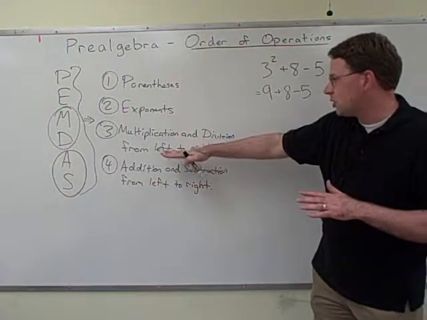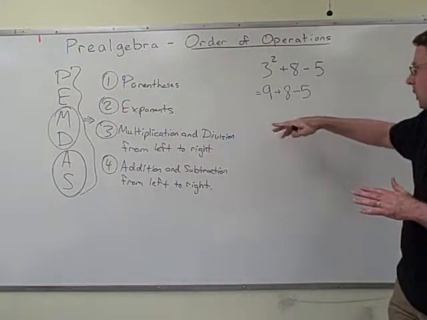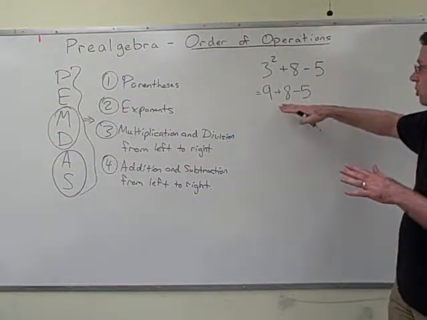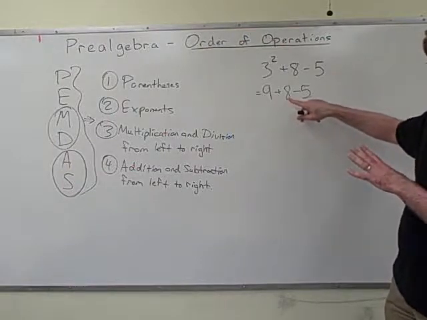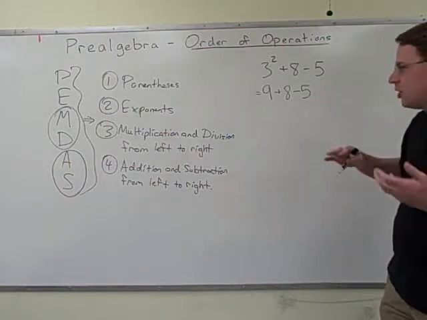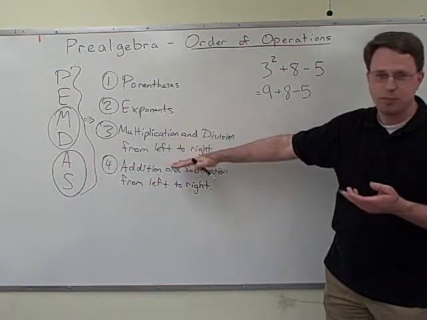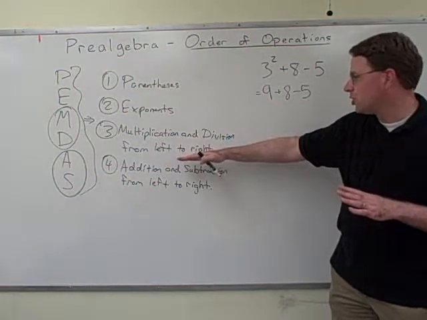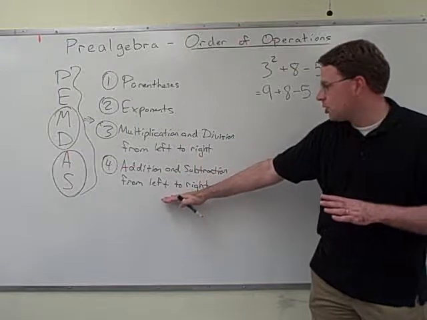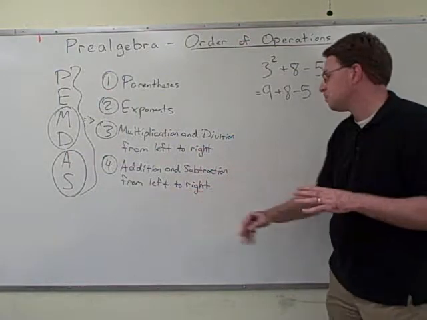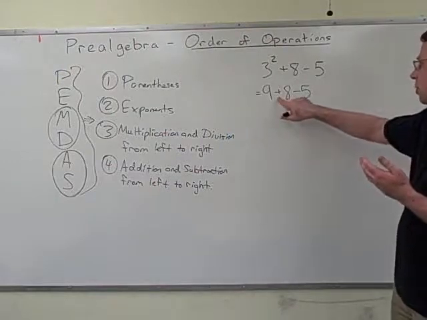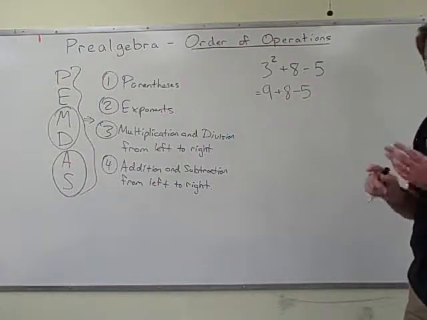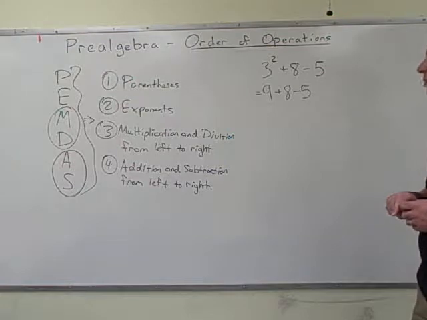Let's go to multiplication and division from left to right. Do you see any multiplication or division in here? I don't see any. Well, guess what? It's like another day off. We passed right by that one. No multiplication and division, so we go right on to addition and subtraction from left to right. Do you see any of those? Well, there's a plus and there's a minus. So there's one addition and one subtraction.